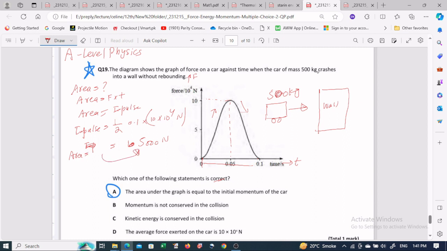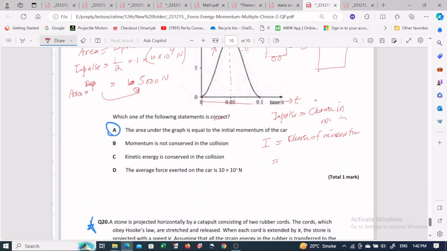But as we know, impulse is equal to change of momentum, okay. And change of momentum is equal to final momentum minus initial momentum. So when the car crashes with the wall, its final momentum is going to be zero. Initial momentum is p, so it means the change of momentum is equal to p, or impulse is equal to p.